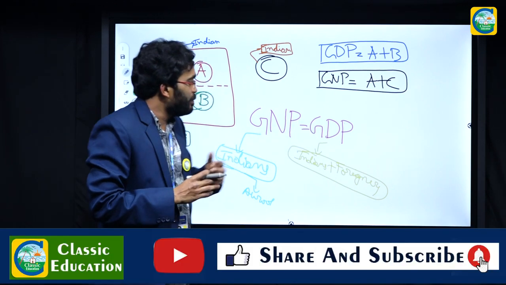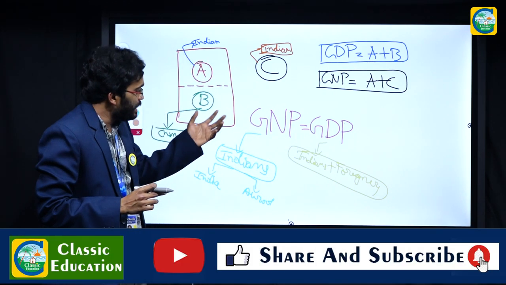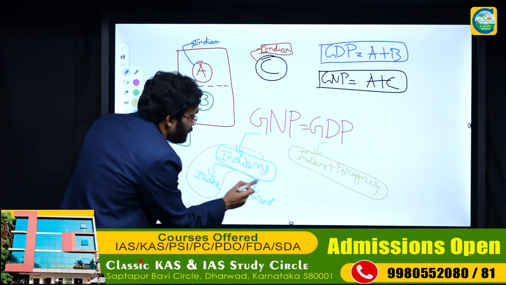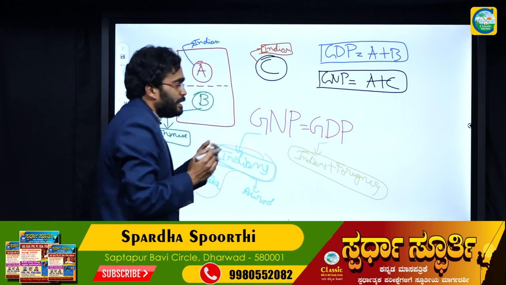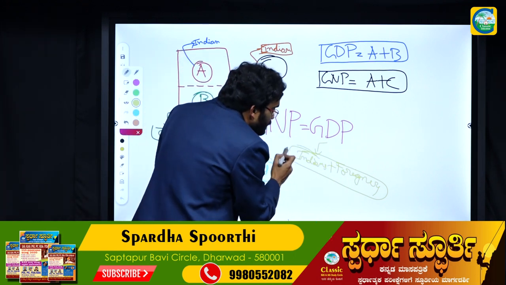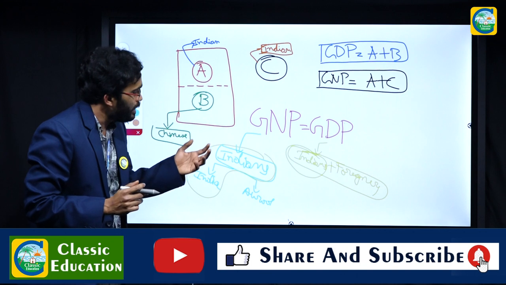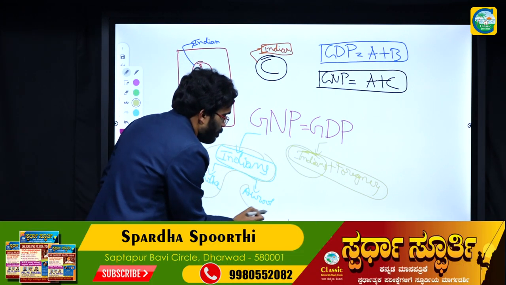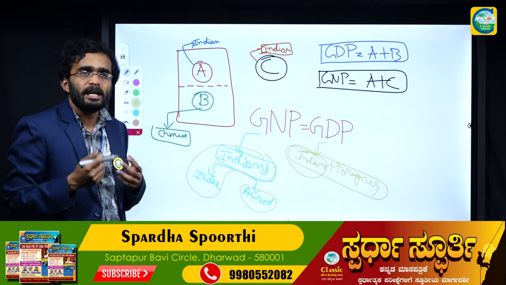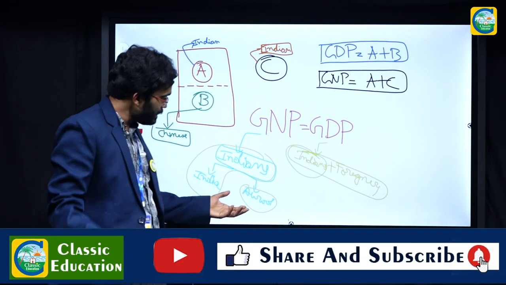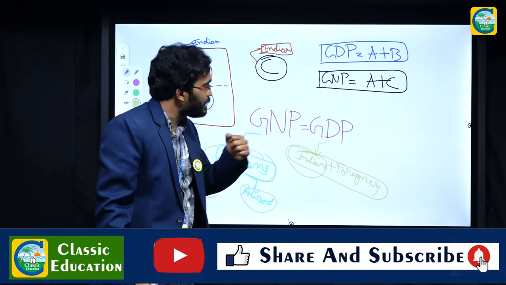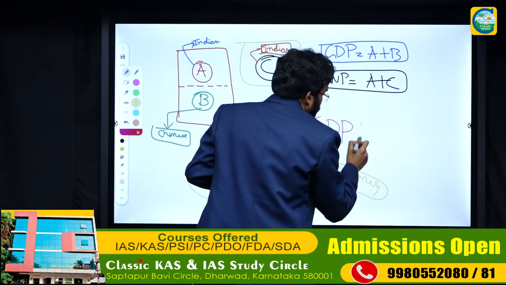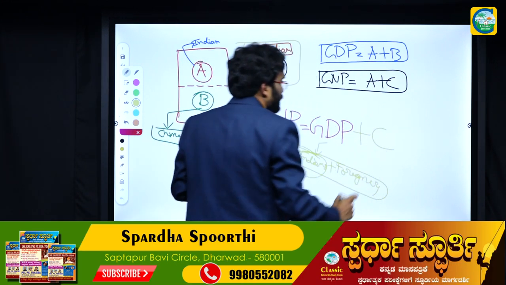What is not there in GDP? The income earned by Indians in India is there in GDP. What we are not having in GDP is the income earned by Indians abroad, in foreign countries. So shall we add that? What should we add? We have to add C, right? Let us add C. We have added C here.